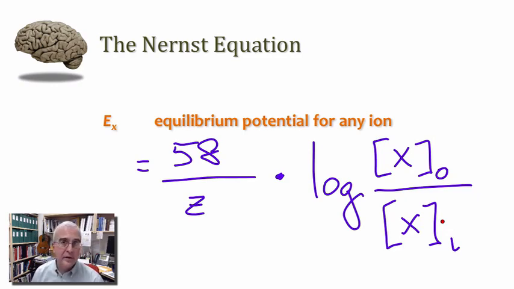Now, let's start in a very simple situation. Imagine we're dealing with an ion like potassium. So the valence term is actually 1. So now we can just imagine that the equilibrium potential for potassium is going to be 58 times the log base 10 of the concentration gradient. And to keep the math simple, for every 10-fold change in concentration gradient, we can expect an equilibrium potential of 58 millivolts, with the sign of that potential having to do with whether the concentration gradient favors the inside or the outside of the cell.